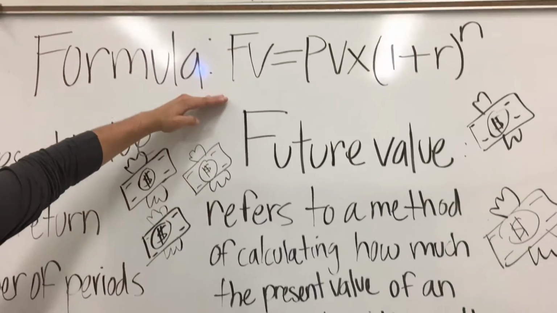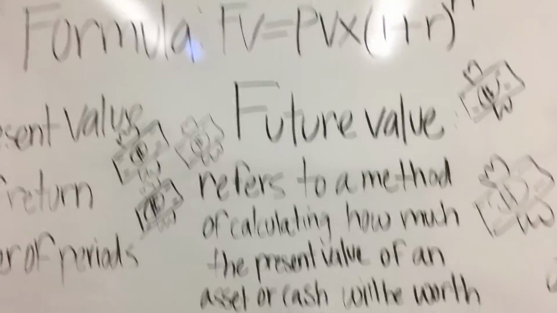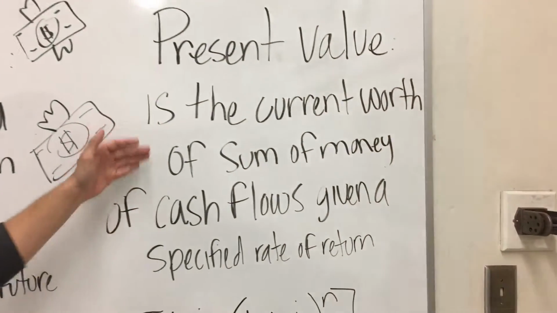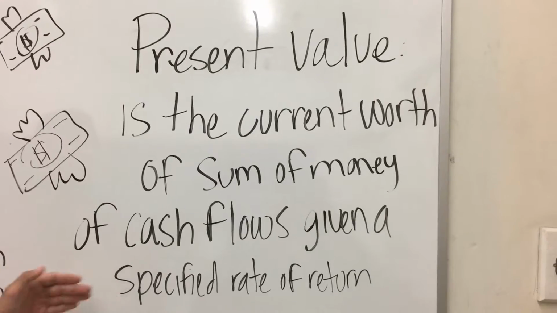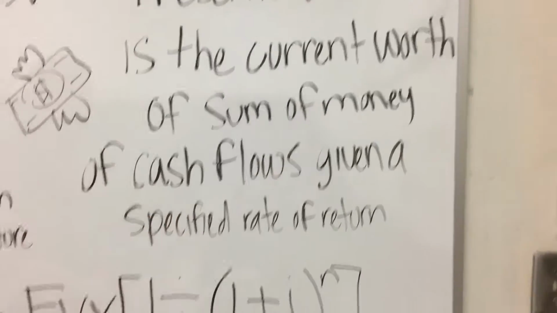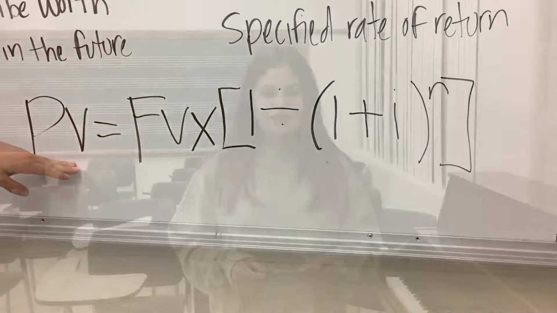Here's the formula for future value. Now, present value is the current worth of a sum of money or cash flows given a specified rate of return. Here's the formula for present value.